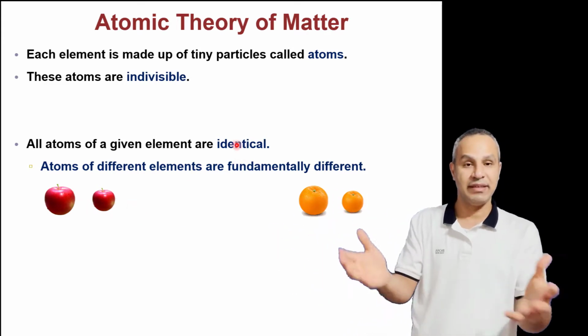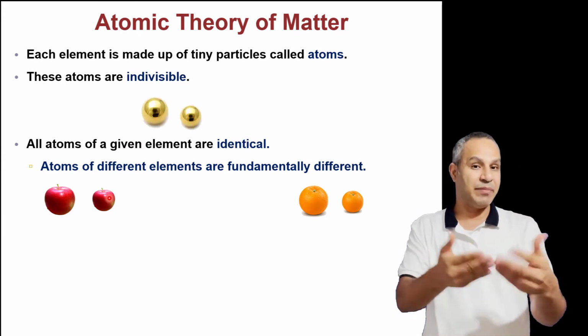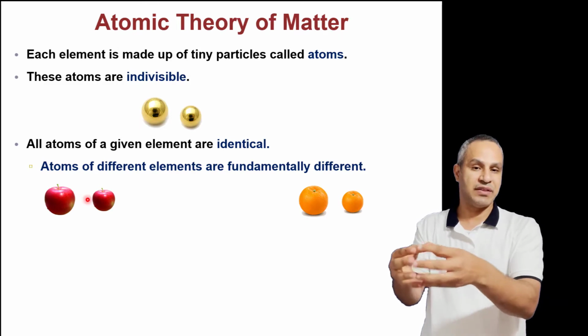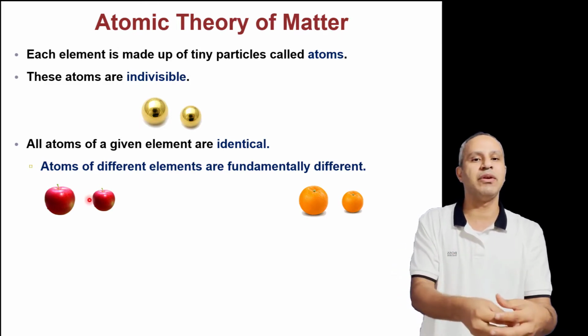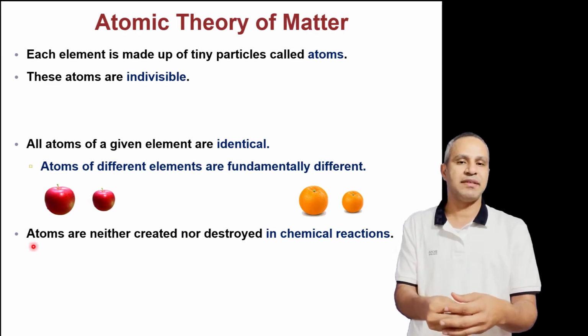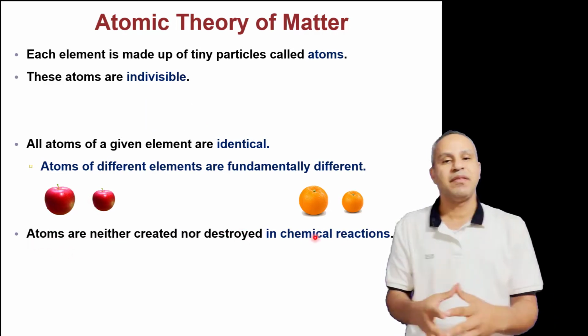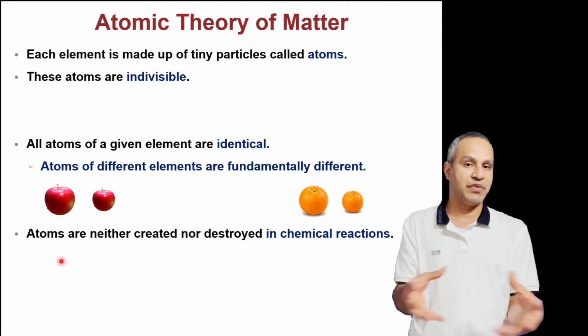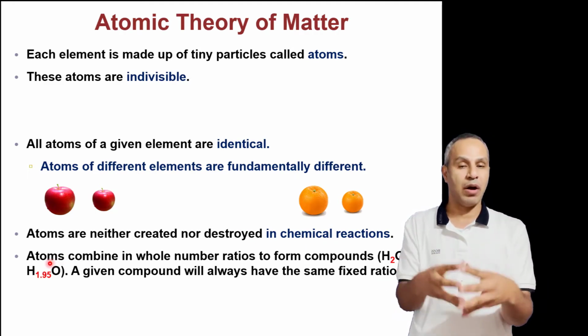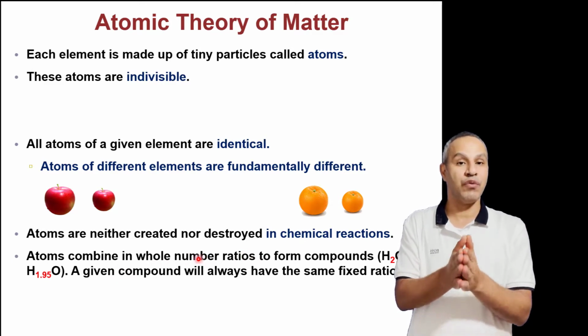So similarly, yes, atoms that belong to a given element are chemically identical, but they will have different sizes, different masses, and this is what we will learn in the section talking about isotopes. The next postulate was that these atoms are neither created nor destroyed in a chemical reaction. These atoms for different elements can combine to make compounds. These combinations have to be in fixed ratios of whole numbers.